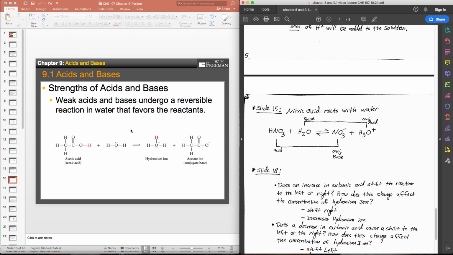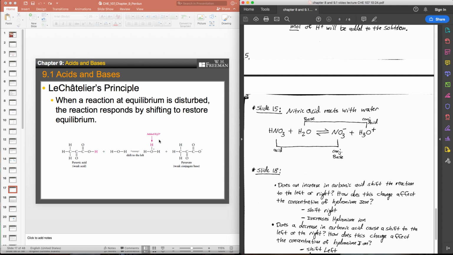So if we have this reaction with water, we can see that this is the weak acid, therefore this is the conjugate base, and we call this the acetate ion. Hydronium is the conjugate acid of water, and so it favors the reactants. That means that at equilibrium, we will not have the same number of these and the same number of those. In a strong acid, we will have almost no reactants, right? Because they dissociate completely. In a weak acid, we will have more reactants and less products, so less conjugate base.